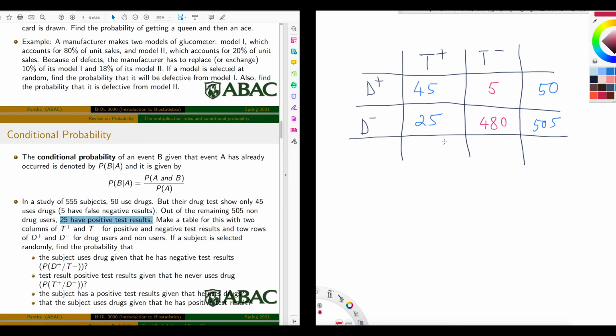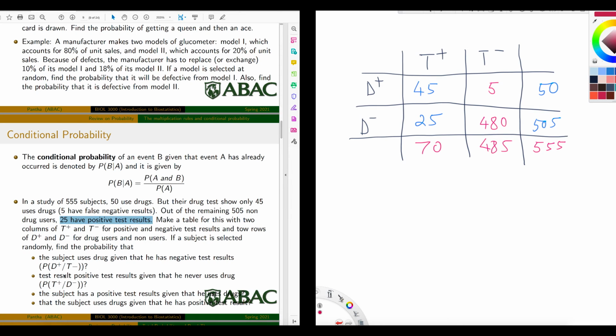The total positive test result is 70. And how many of them have a negative test result? 485. What is the total of the total? You can add this total column or add the total row. That will be 555. So we constructed the table. Okay, so make a table for that too.